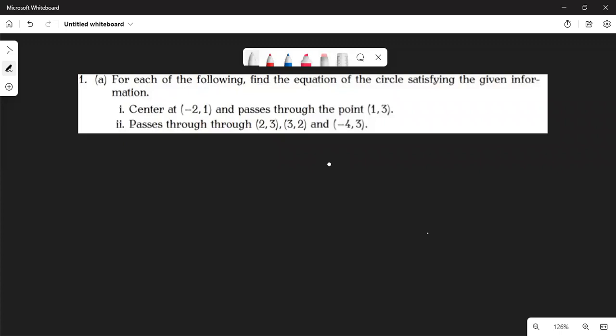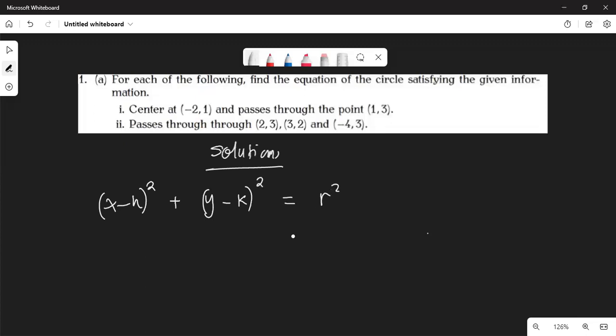All right. So first of all, we need to write the standard equation of a circle. Okay, so solutions. The standard equation of a circle, as we know, is given by (x minus h) squared plus (y minus k) squared equals r squared, where r is the radius of the circle, which is the distance from the center to the circumference of the circle.